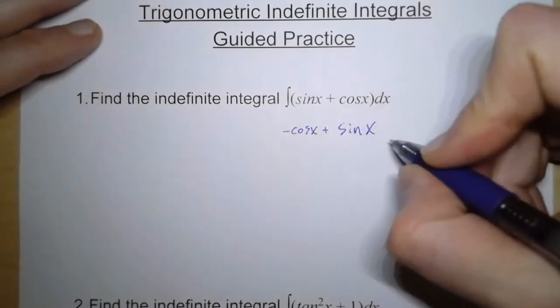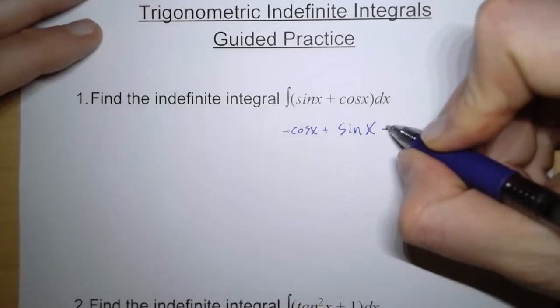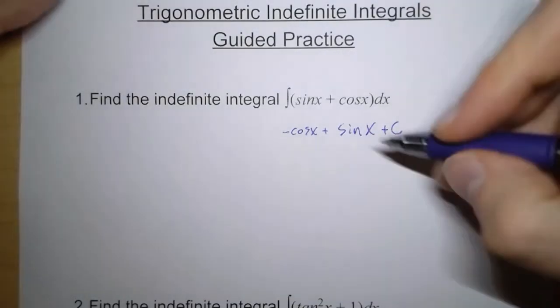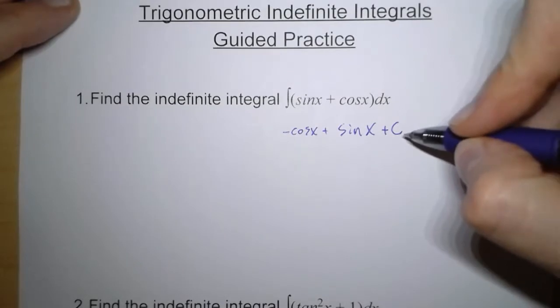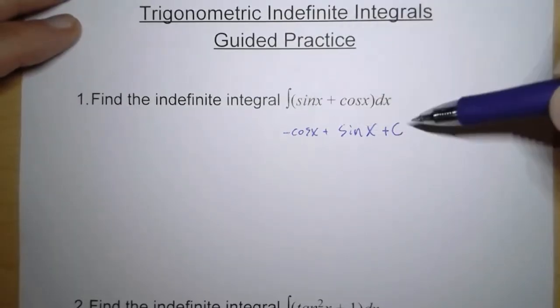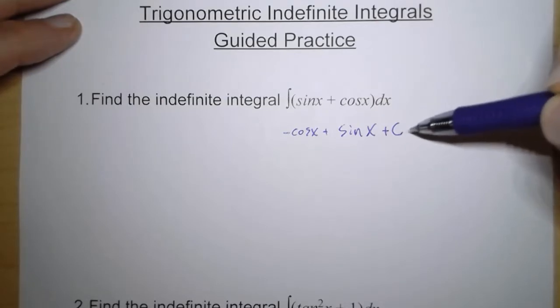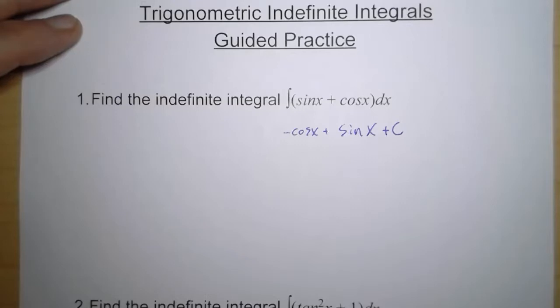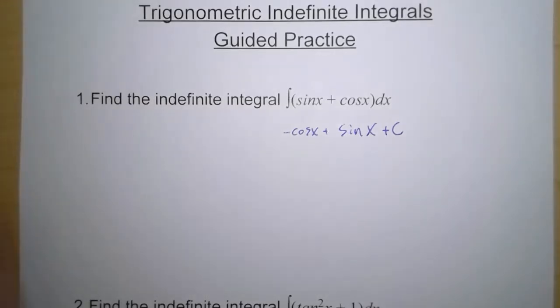Now, this is not our final answer because there may have been a constant added on the end of it, and when you take the derivative, it disappears. So anytime we have an indefinite integral, we always take that into account. So you'll often see a plus c somewhere, and that's just a stand-in for whatever the unknown constant is.